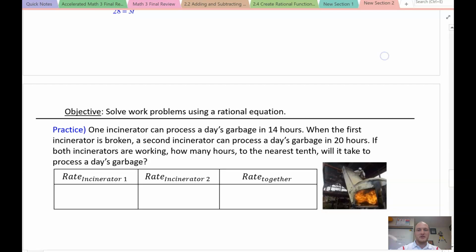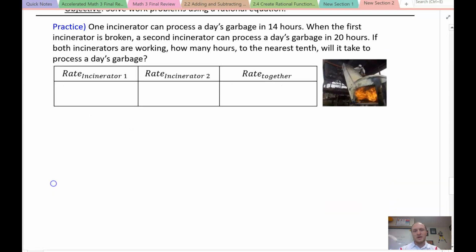Okay, all right, and then here is the second practice problem. We're talking about burning garbage, okay, an incinerator. Okay, so go ahead, pause the video, attempt this problem.